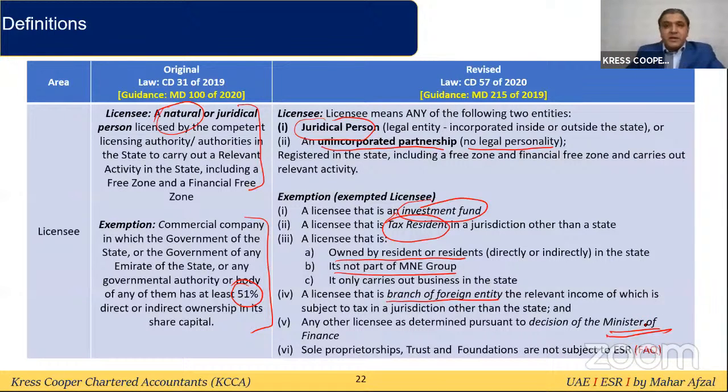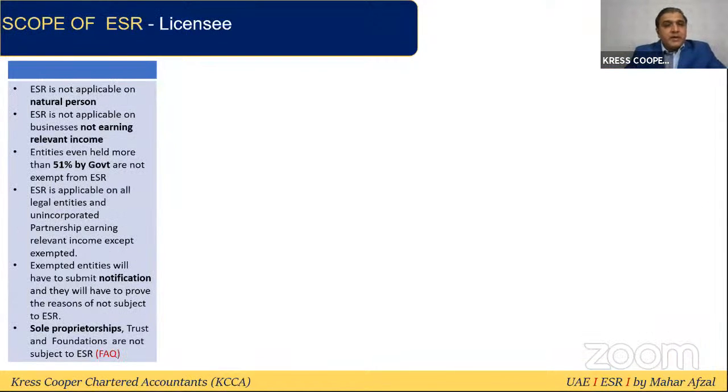It has been given in the frequently asked questions that sole proprietorship, trust, and foundations will be out of the scope as well. It will be considered an exempted licensee. So we can say ESR is not applicable on the natural person, first of all. Second, we can say ESR is not applicable if the entities are not earning relevant income. ESR is applicable on the entities even held 51% by the government as well.